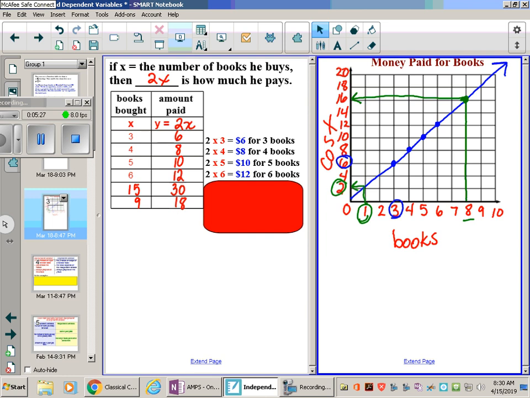In this case, our x value, the number of books bought, is the independent value, because that has to happen first before we can decide how much money we pay. The amount we pay depends on how many books we buy. Now, some things to note.